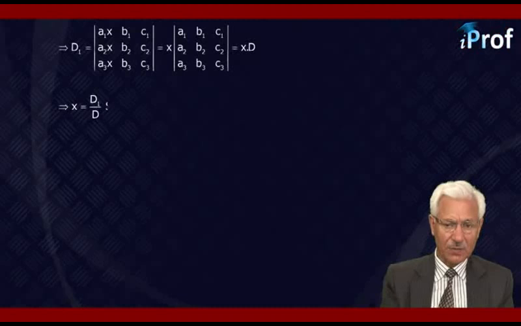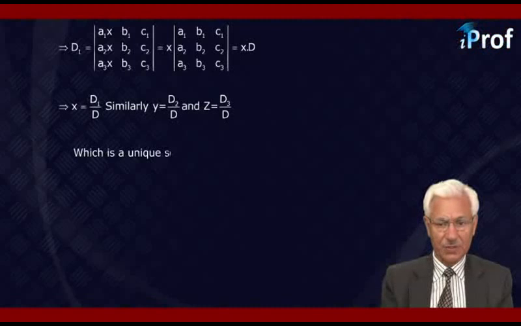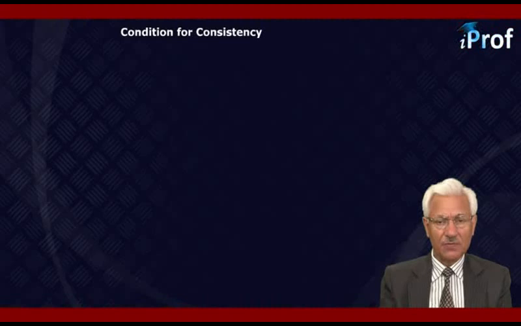Therefore, x is equal to D1 upon D. Similarly, y is equal to D2 upon D and z equal to D3 upon D, which is a unique solution where we have assumed D is not 0. Now we have the following algorithm for the condition for consistency of the solution of a set of equations.